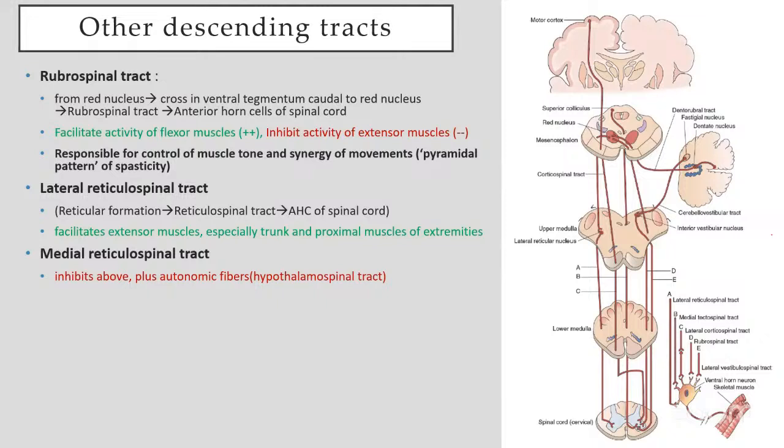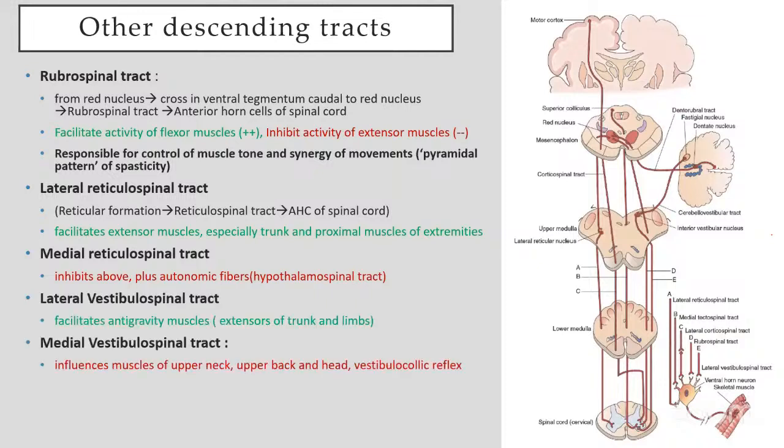The lateral reticulospinal tract is ipsilateral. The medial is contralateral. Similarly, vestibulospinal also has medial and lateral. So which is responsible for head and neck posture? Ma'am, the medial vestibulospinal tract is responsible for head and neck posture and the vestibulocolic reflex. And the lateral will increase the extensor or the flexor? Ma'am, anti-gravity muscles, extensor muscles of the trunk and extensor limbs. Correct. So you've covered that.